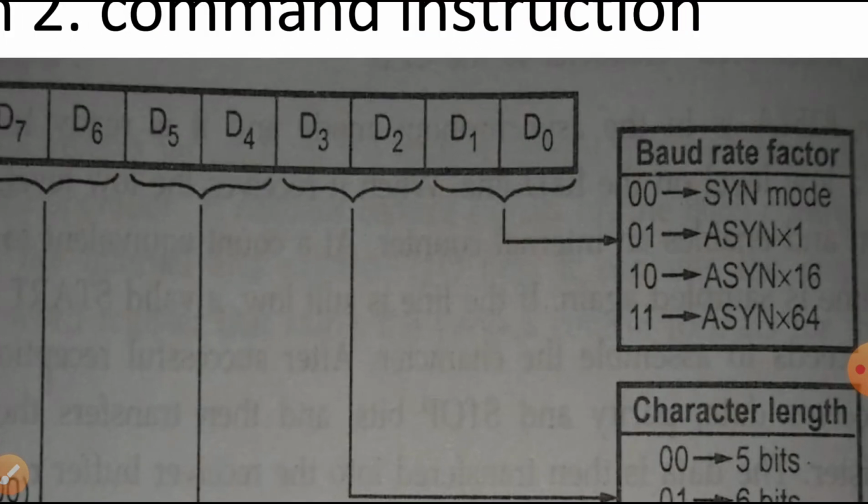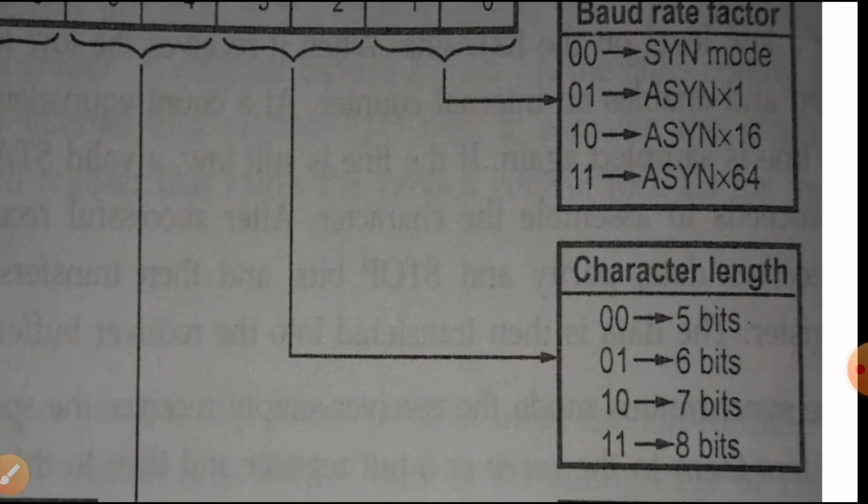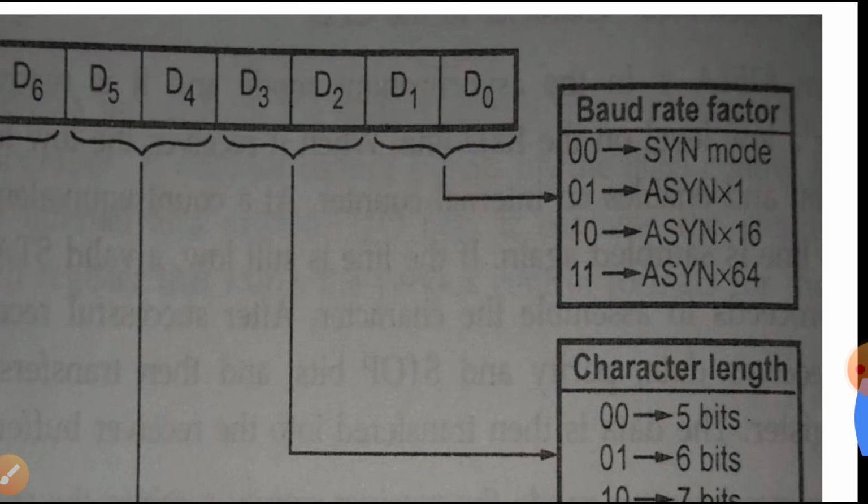When the value is 0 0, it is working in a synchronous mode, and in asynchronous mode it is working if the bits value is 0 1 or 1 0 or 1 1. So if it is 0 0, it is synchronous mode. If it is any of the rest of the values, then it will be working in an asynchronous mode. Now, D2 and D3 determine the number of data bits in one character. With this 2-bit field, we are able to set the character length from 5 bits to 8 bits.